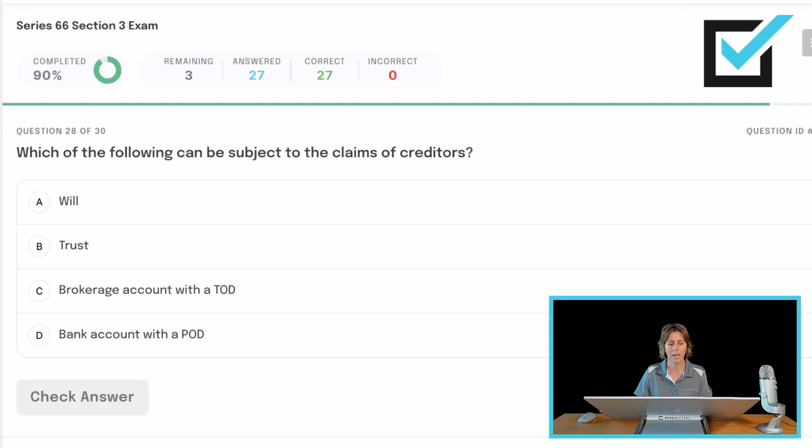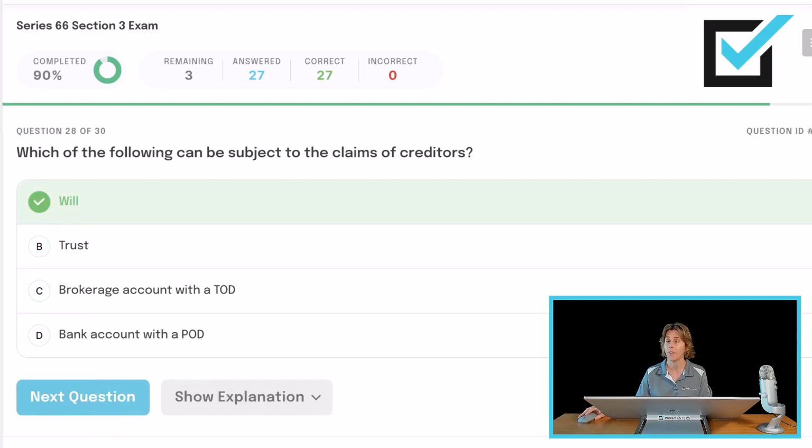Which of the following can be subject to the claims of creditors? A will, a trust, a brokerage account with a TOD, or a bank account with a POD. There's only one of those 4 that can be subject to the claims of creditors, and that is the will. So when you have a financial asset with a TOD or a POD, that cannot be attached by creditors. A trust cannot, but a will can. So when there is just a will, it goes through the probate process, which opens up the assets in the estate to claims of creditors.